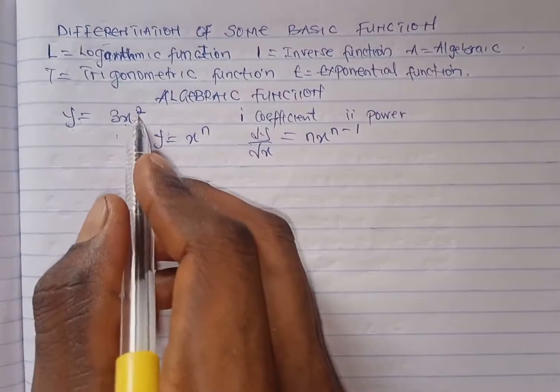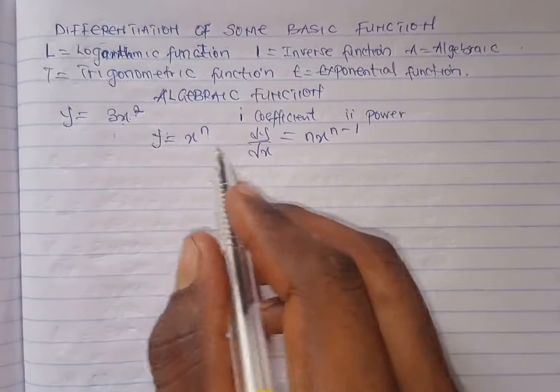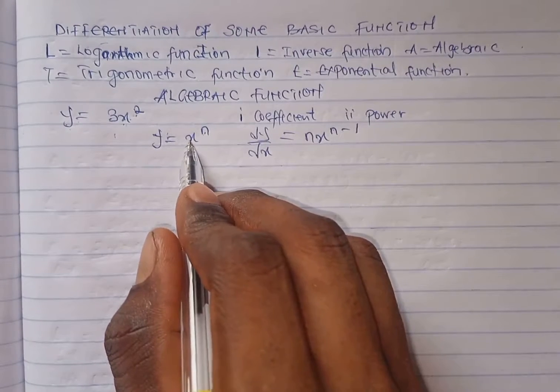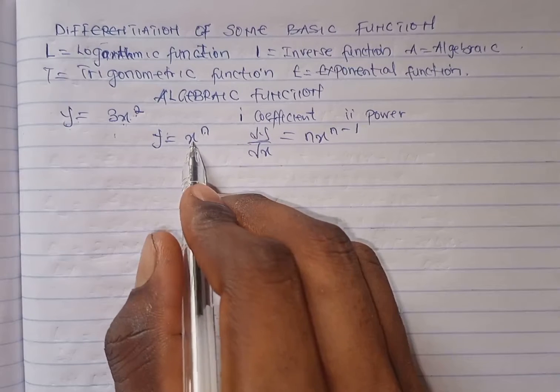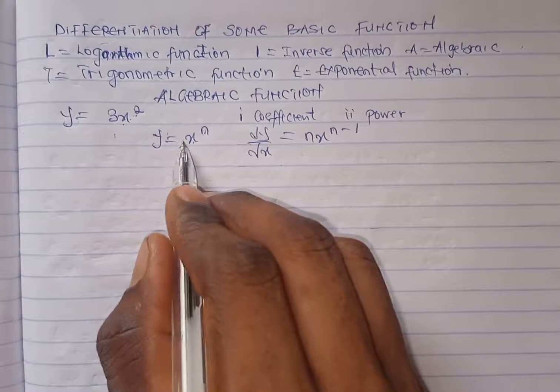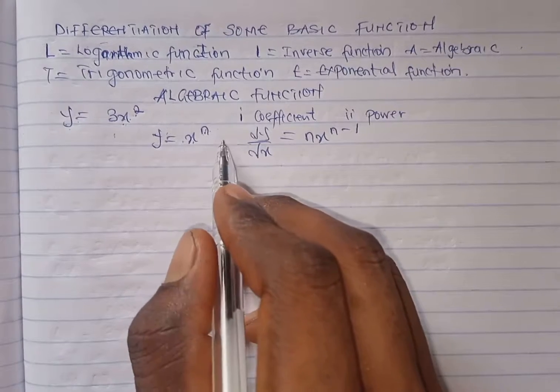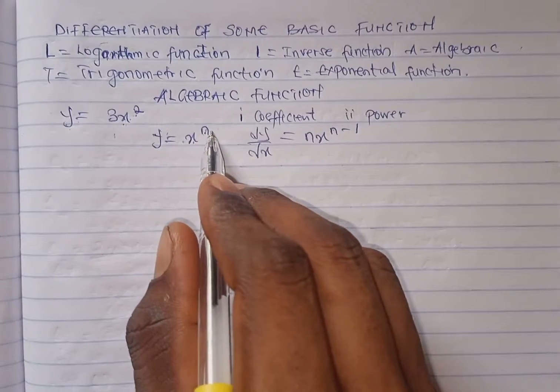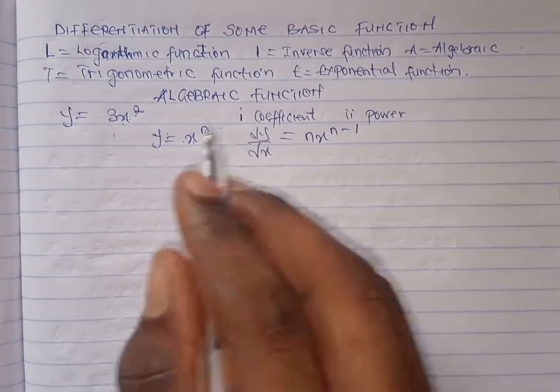Now look at this: y is equal to 3x squared. The n stands for the power that the x is carrying. Please take note. What you simply do is multiply the power by the coefficient and subtract 1 from the power. It's as simple as that. You multiply the power by the coefficient and subtract 1 from the power.